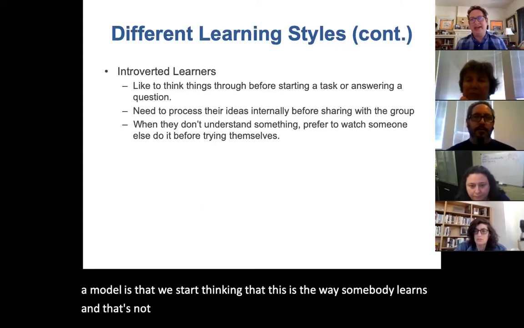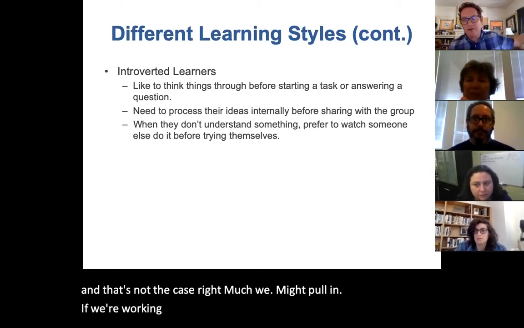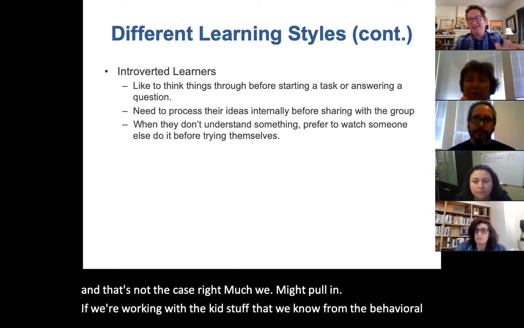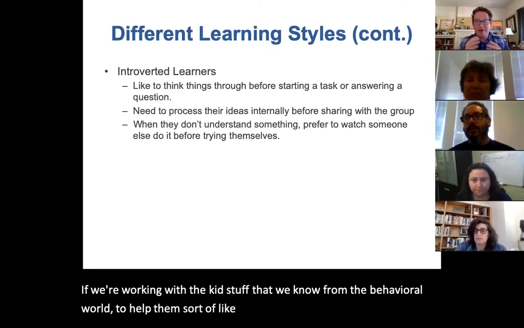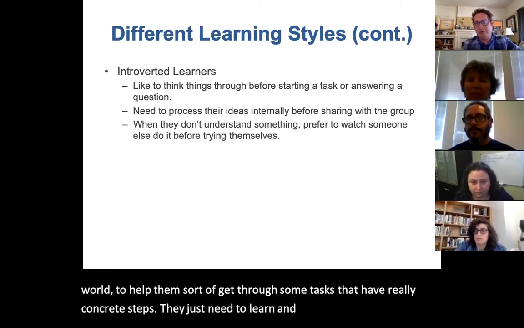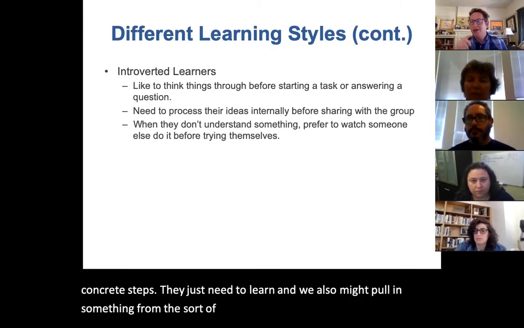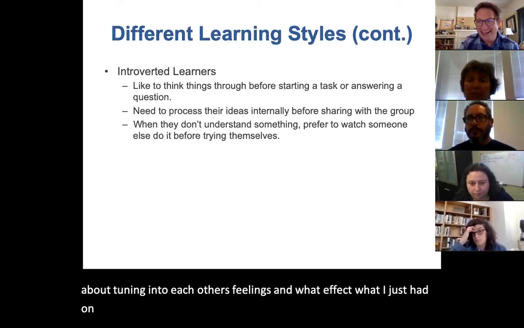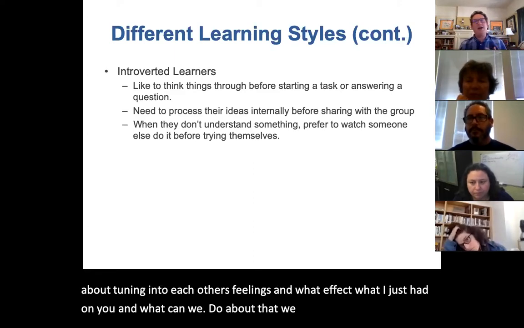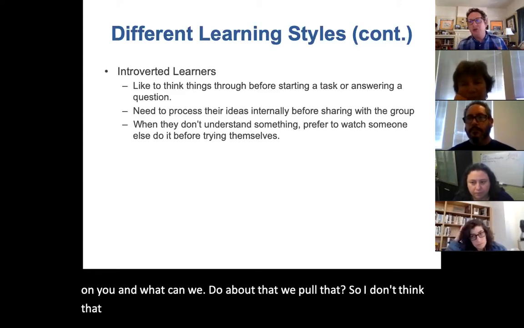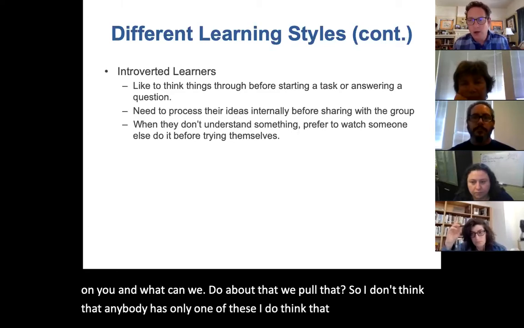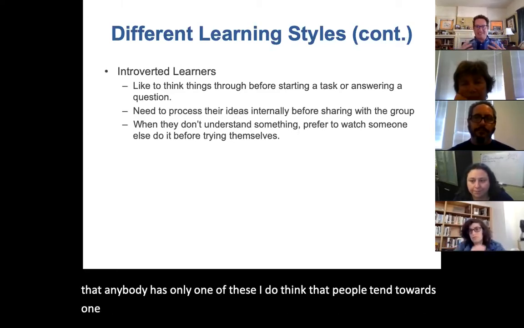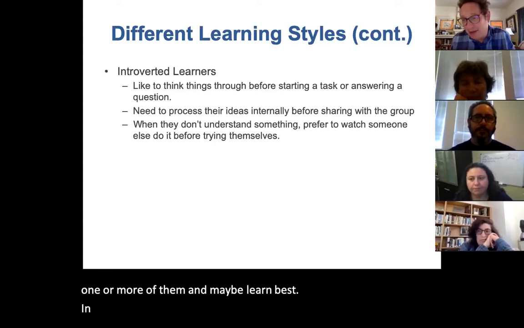Much like, if we're working with a kid, we might pull in stuff from the behavioral world to help them get through tasks that have really concrete steps they need to learn. And we also might pull in something from the relationship-based world, where it's really about tuning into each other's feelings and what effect what I just did had on you, and what can we do about that. So I don't think anybody has only one of these. I do think people tend towards one or more of them, and maybe learn best in that way. It might vary by topic also.